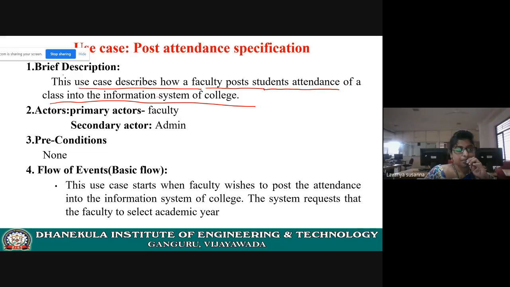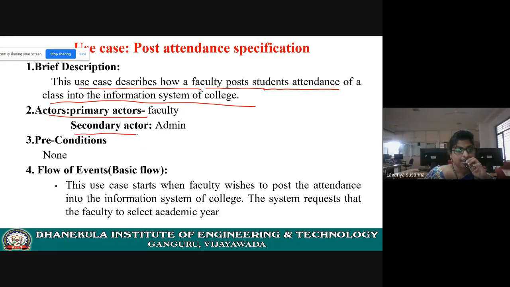Now once again, see the brief description of the use case post attendance. Nothing but faculty post the students' attendance. That's all. Faculty post students' attendance of a class into the information system of the college. Next, who are the primary actors interacting with this use case? Faculty, right? Not students. Students will not post the attendance; students will view the attendance. So don't write students. The primary actors are faculty members only, because faculty will post the attendance.